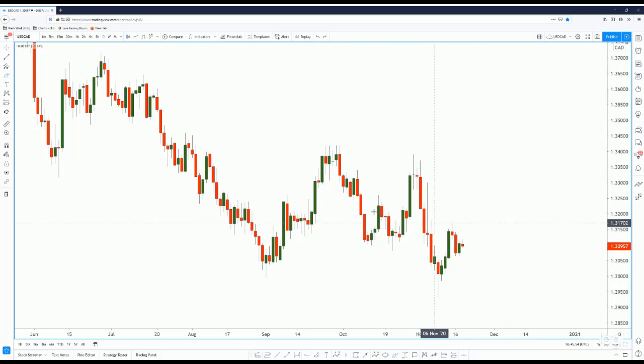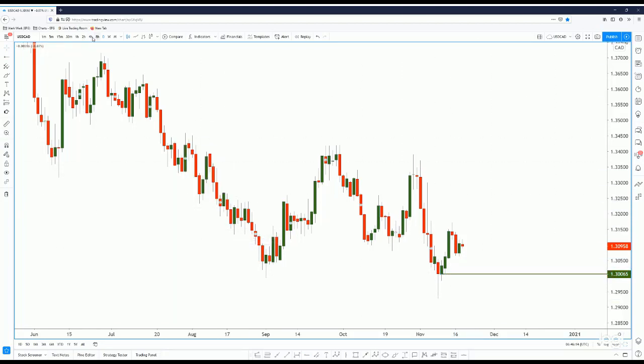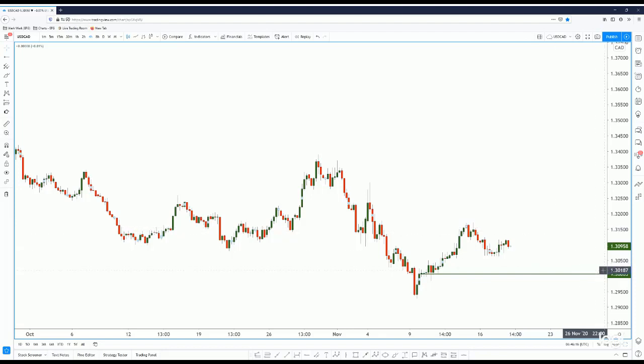But what we know for sure, or with greater certainty, is that price seems to be pulling back to the same low. So let me go ahead and put our support level over here. This can also be our take profit target, and quickly let's go down to the 4 hours.